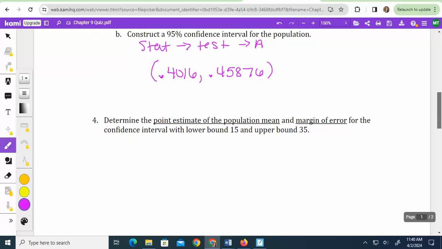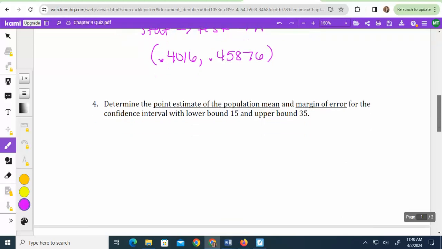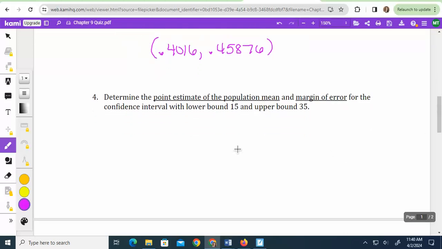All right. So now let's do some of the same things, but with the mean. So number 4, determine the point estimate of the population mean. So I'm asking you for the x bar here and the margin of error for a confidence interval with a lower bound of 15 and an upper bound of 35. So the x bar is in the center. Add them up, divide by 2. Get 25.